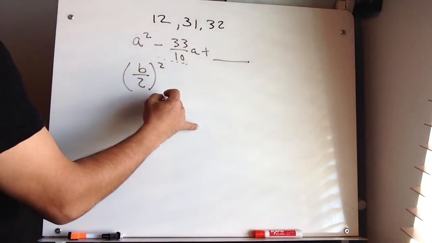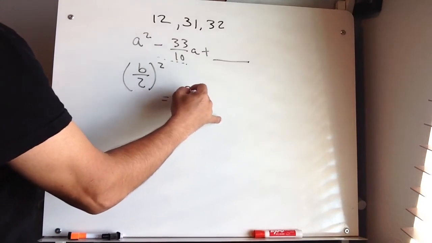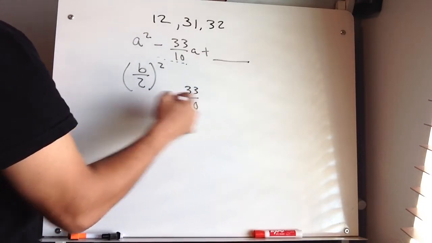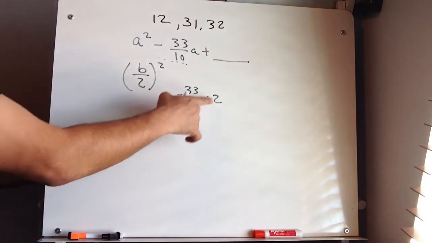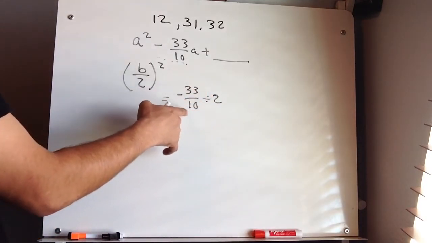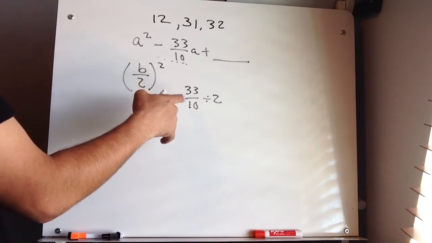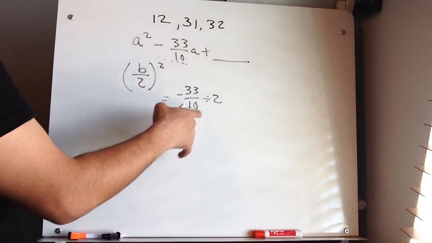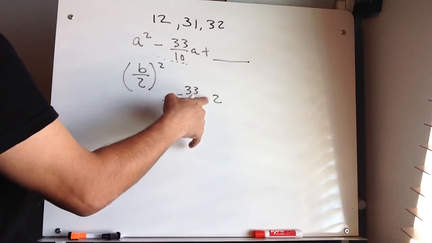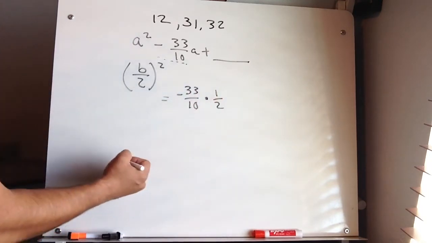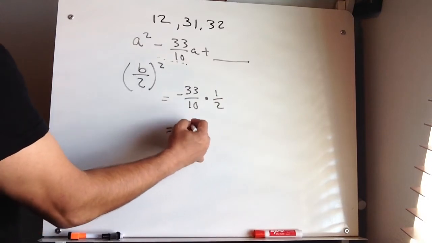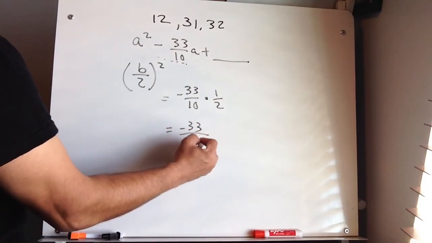So here I'm going to rewrite this. I got negative 33 over 10, and this is saying divided by 2. Well, how can I deal with this? Some of you know it as keep, change, flip. We change this to multiplication, and this turns into 1/2. So if I multiply this out, I got negative 33 over 20.